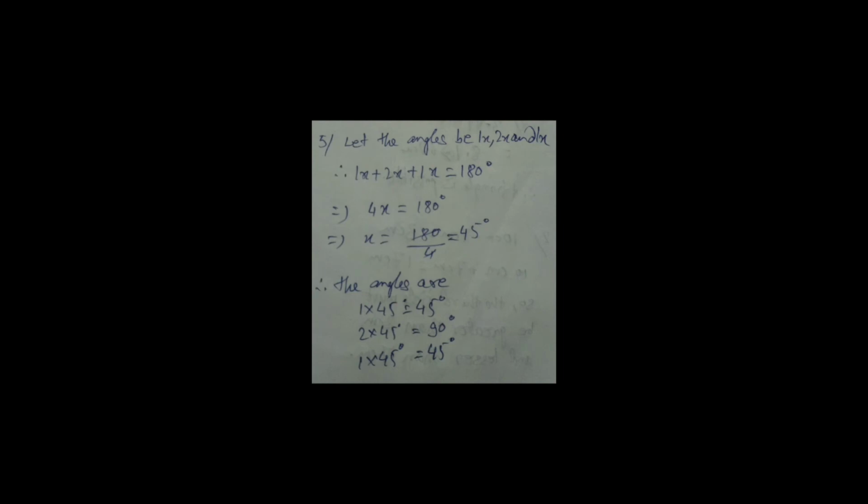Now in question number 5, the ratio is given 1:2:1. So we can assume the angles as 1x, 2x and 1x. So 1x plus 2x plus 1x is equal to 180 degree, or 4x is equal to 180 degree, or x is equal to 45 degree. So one angle will be 45 degree, second angle will be 2 into 45, 90 degree, and third angle will be 45 degree. We have to put the value of x in the ratios that are given in the question.